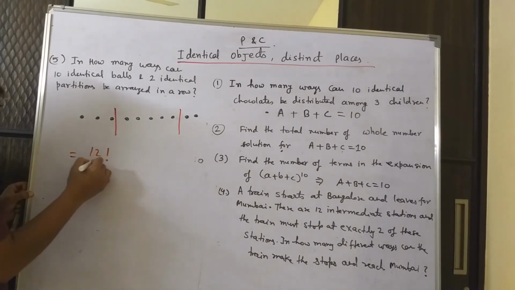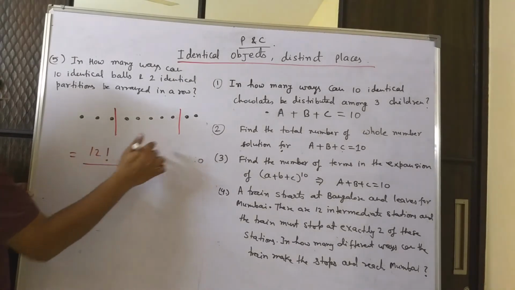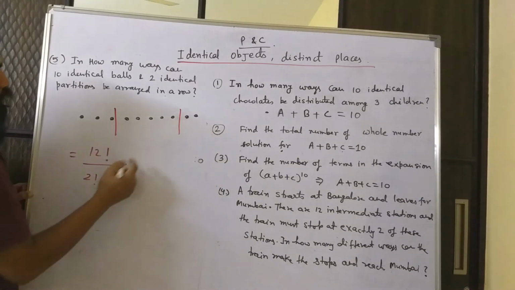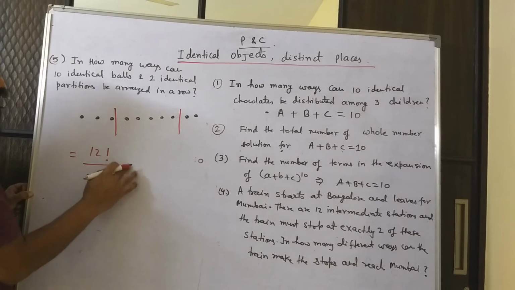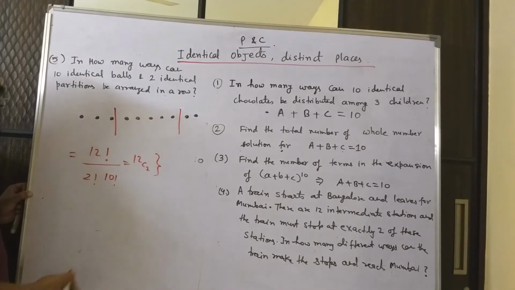12 factorial ways. Now you must have learned this concept, that when 2 things are identical, you need to divide by 2 factorial. And when these 10 things are identical, you must divide by 10 factorial. Now this is also your 12C2, which was coming from the formula.